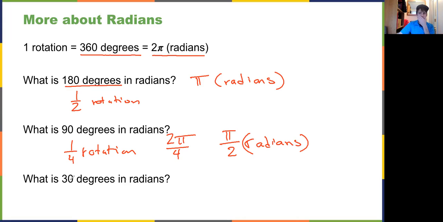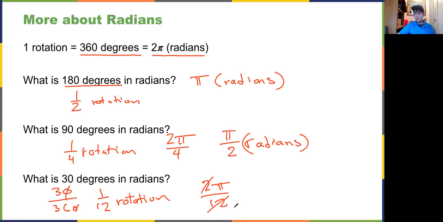And we can keep doing this here, but 30 degrees, well, 30 out of 360 is 1/12 of a rotation. And 1/12 of 2 pi, well, 2 pi over 12, is pi over 6. Pi over 6 radians.